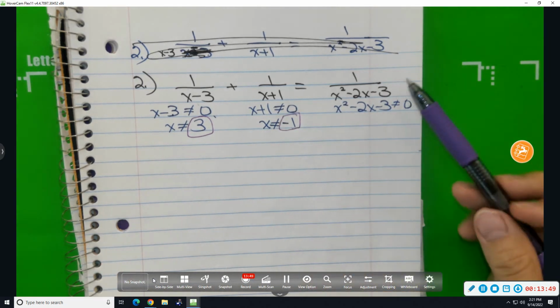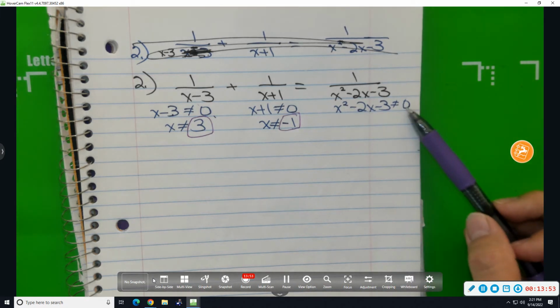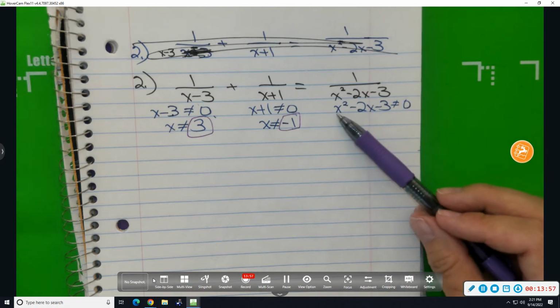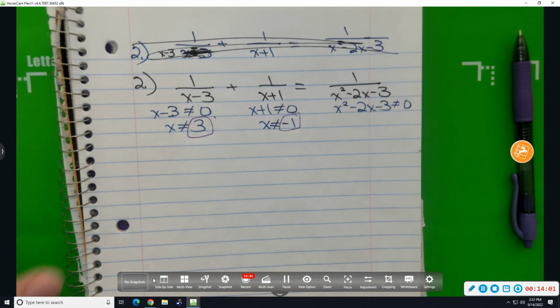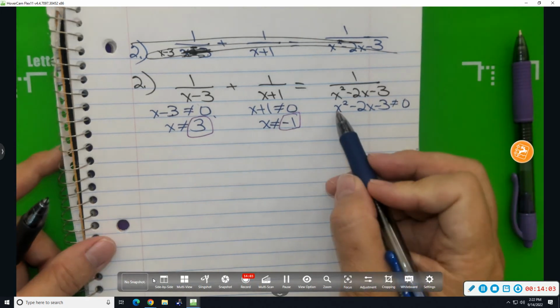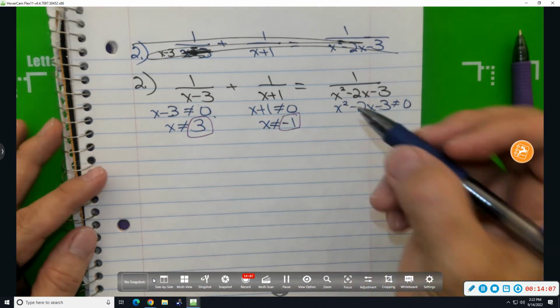Uh-oh, this last one here, it's quadratic. Fortunately, it's in standard form. Notice it's already set equal to 0, or not equal to 0. It's a simple trinomial. I think we can factor it. And for x squared, there's only one possibility: 1x times 1x, so that's not too bad.